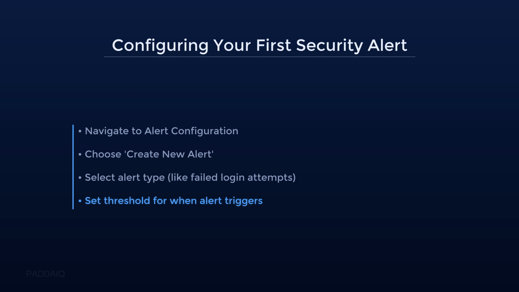Set threshold for when alert triggers. This means defining the specific condition that must be met for the system to send you a security notification. For example, you could set an alert to trigger after 5 consecutive failed login attempts to an application. This proactive configuration ensures you are immediately informed of potential unauthorized access attempts.